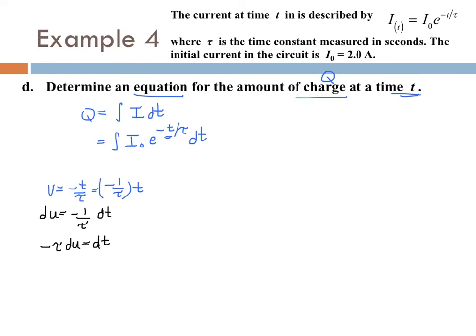So now I'm going to do the substitution part. Wherever I see a dt, I'm going to replace it with this portion. And then wherever I see a negative t over tau, I'm going to replace it with a u. So that means that my integral now looks like I naught, which is just a constant, so I could have actually pulled that out of my integral, e to the u, and then I'm going to replace the dt part with negative tau du. So I'm going to go ahead and take out all my constants so this looks a little cleaner.